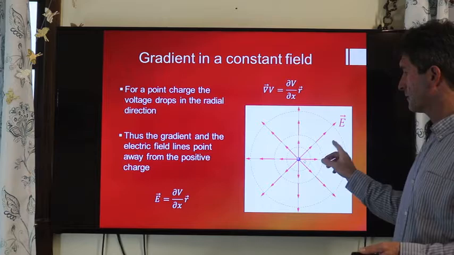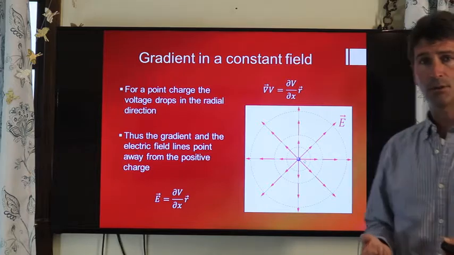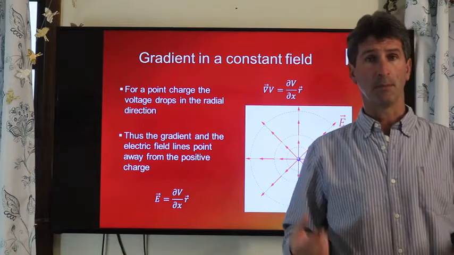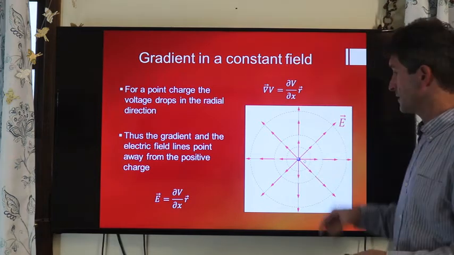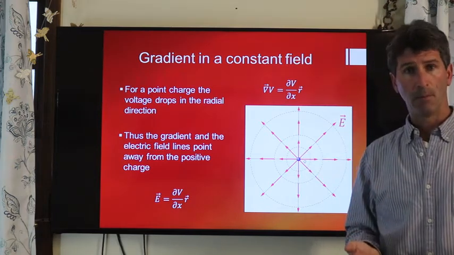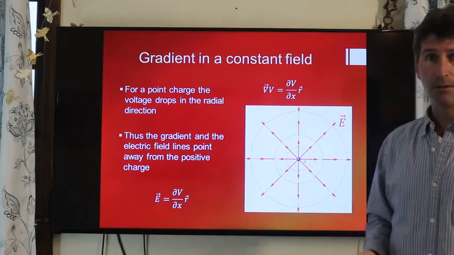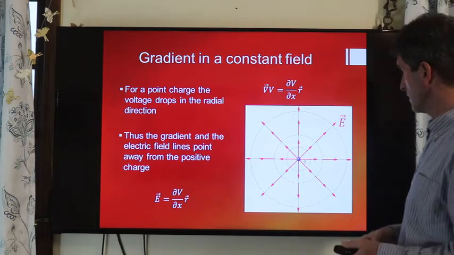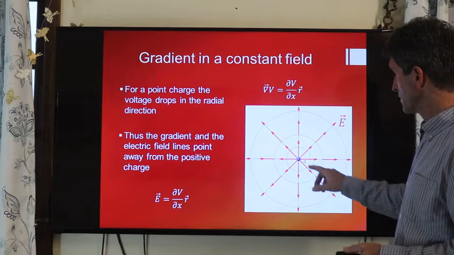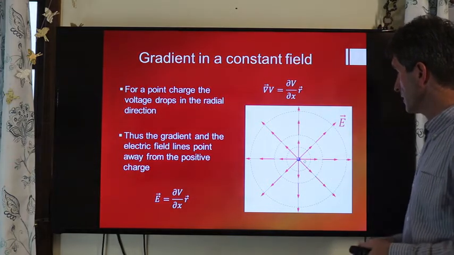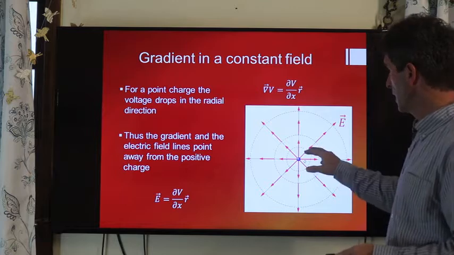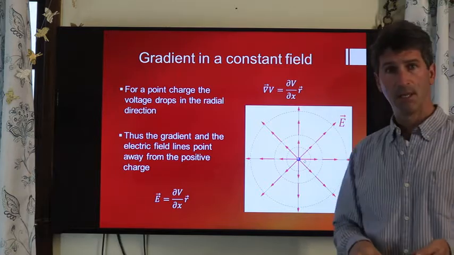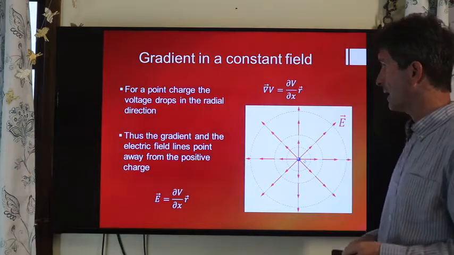So as we got further and further away from this positive charge, the potential will become less and less. Well, what do we see? The electric field lines are pointing away from the positive charge, something that we introduced very early on. So the electric field is very great close to the charge, and then the steepness gets less and less as we get further and further away.